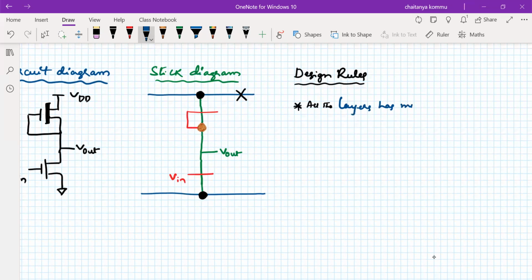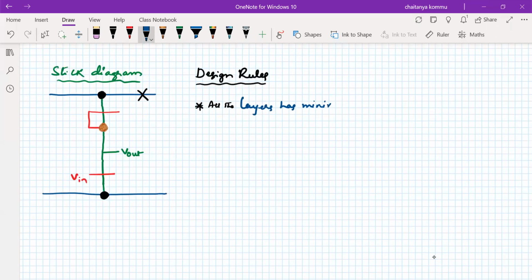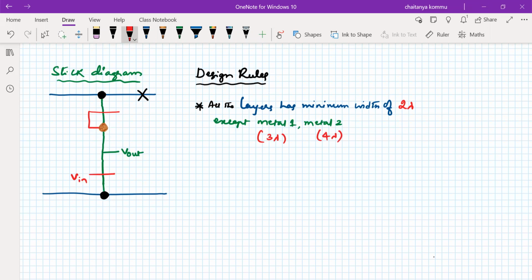has a minimum width of 2 lambda that we have to maintain, except metal 1 and metal 2. Okay, so in case of metal 1, we have to consider 3 lambda. This is for 4 lambda. So that is what we have seen in the last class.